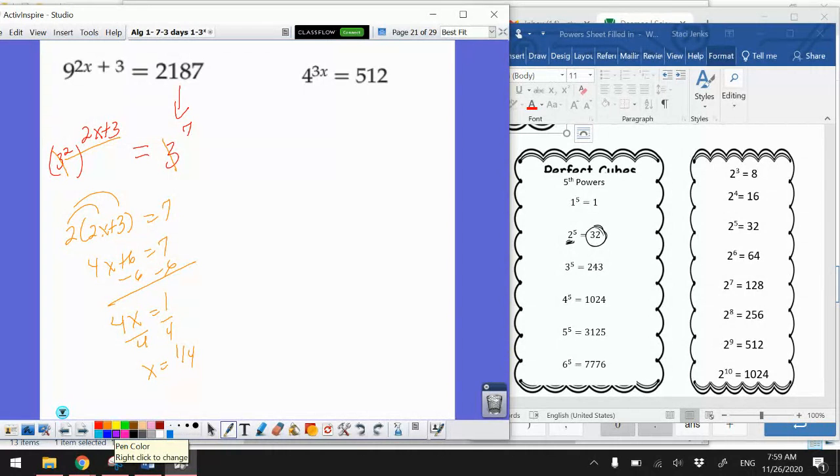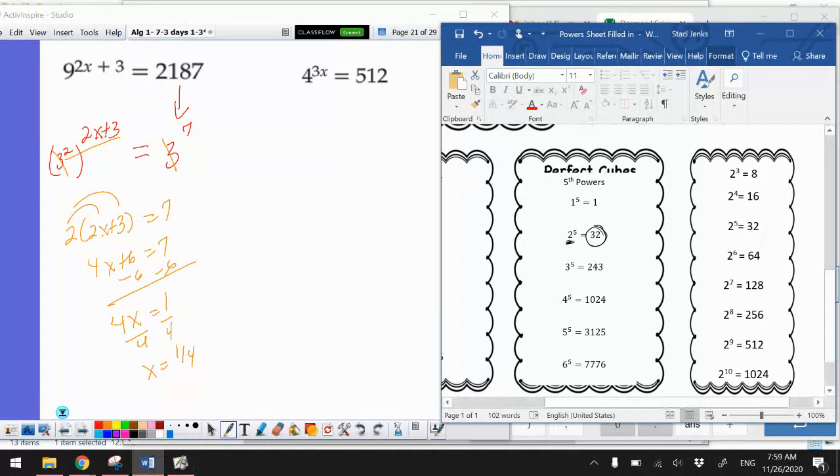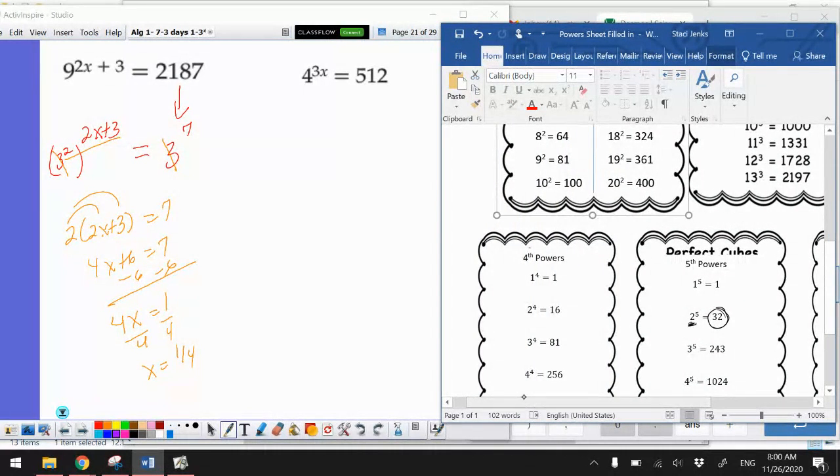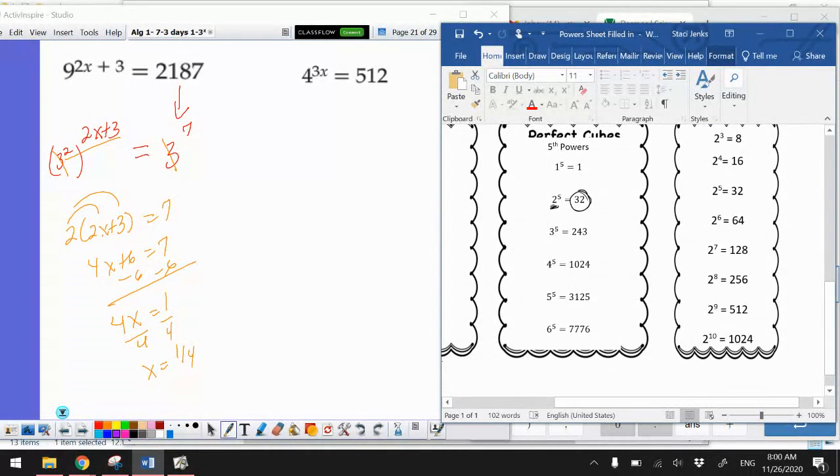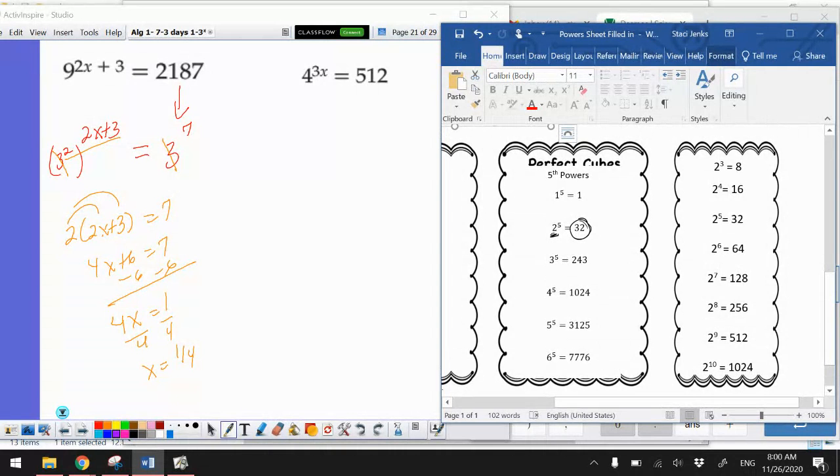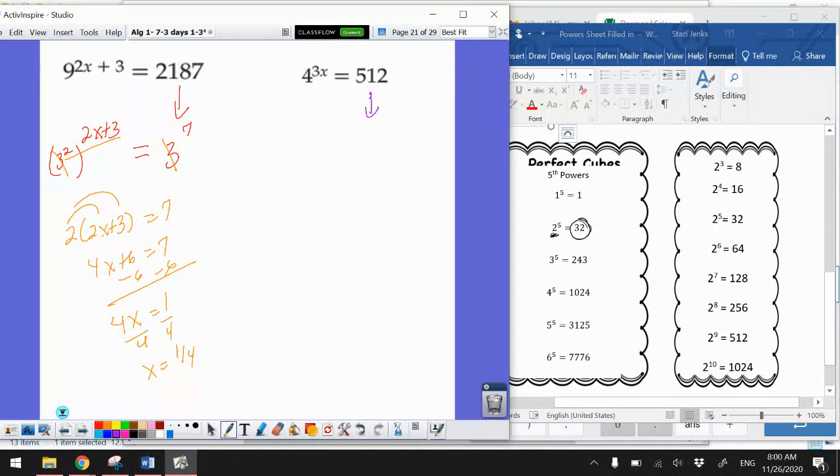Okay, so again, 512, if I look at my 4's, I see that 4 to the 5th is 1024. 4 to the 4th is 256. I don't have anything between 256 and 1024 for a power of 4. So I know that the 4 has to go down. 4 is a perfect square. So 4 has to go down to a 2, okay? And that means the 512 needs to be a power of 2. So if I look at my powers of 2, which are my last column here, I see 512 is 2 to the 9th power. So this is going to be replaced or substituted in as 2 to the 9th power.